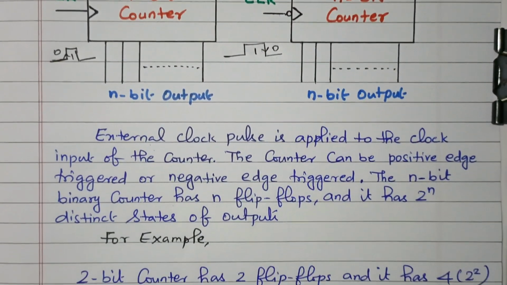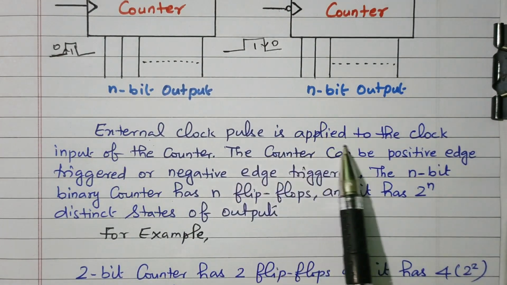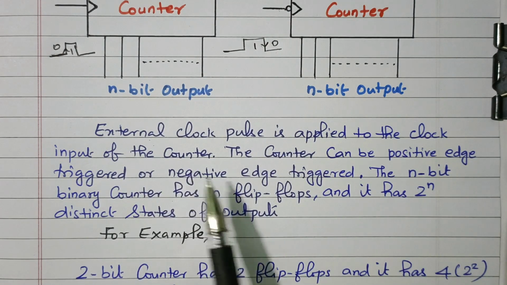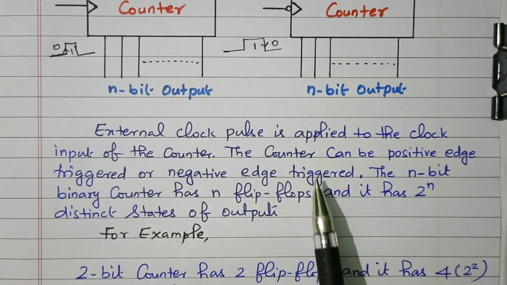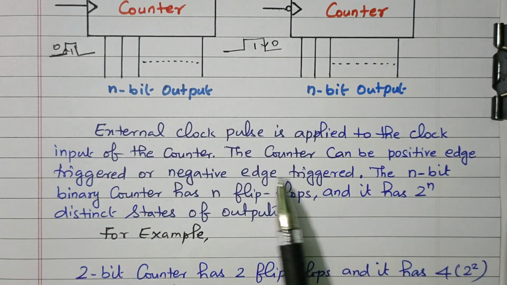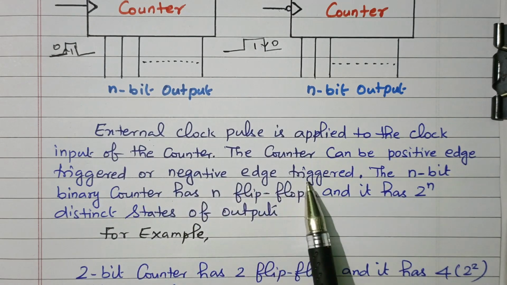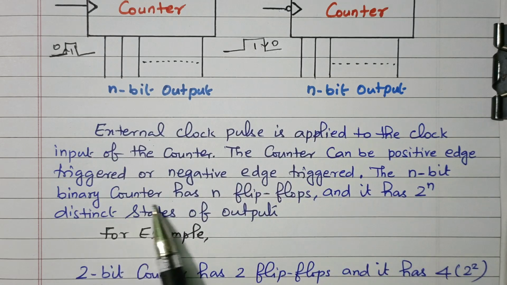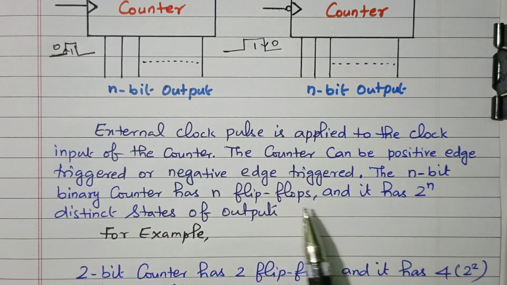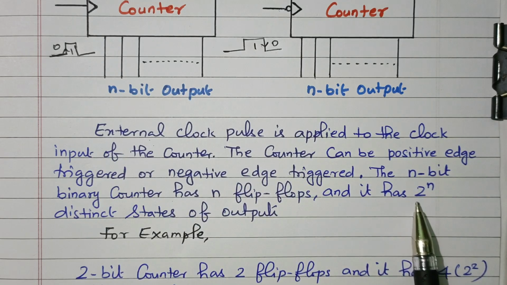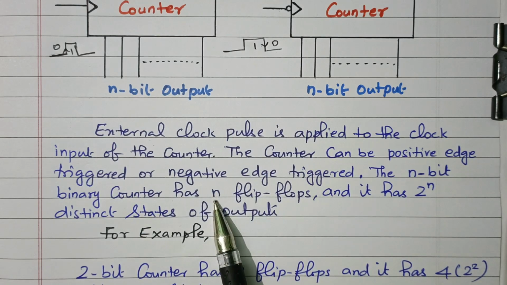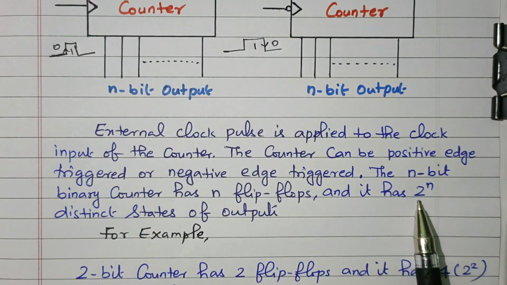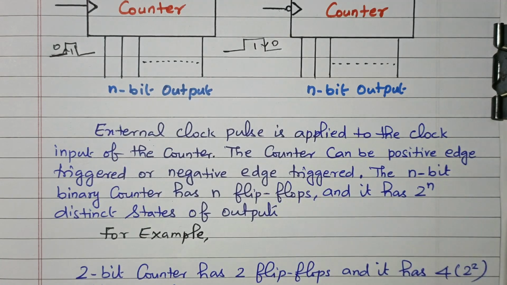Now we'll see the further description. An external clock pulse is applied to the clock input of the counter. The counter can be positive edge triggered or negative edge triggered. That is what we discussed, right? 0 to 1 is positive edge triggered. 1 to 0 is negative edge triggered. The n bit binary counter has n flip-flops, so that it will produce 2 to the power n states of output, right? So an n bit counter means we need n flip-flops, so that 2 to the power n output states will be available.